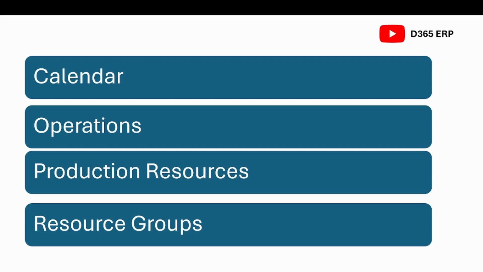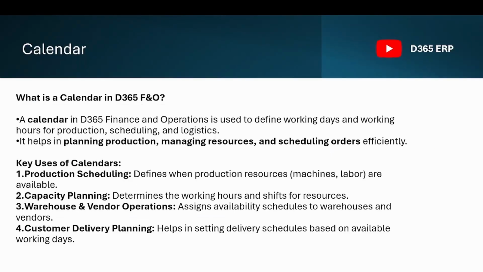If you have not watched our previous 3 episodes in this playlist, I strongly recommend you first check out these episodes. We already covered the basics of the production control module, and in our previous episode we covered all about the BOM, bill of materials. So you can check out that episode, and then you can start with this new episode. So let's first start with the calendar.